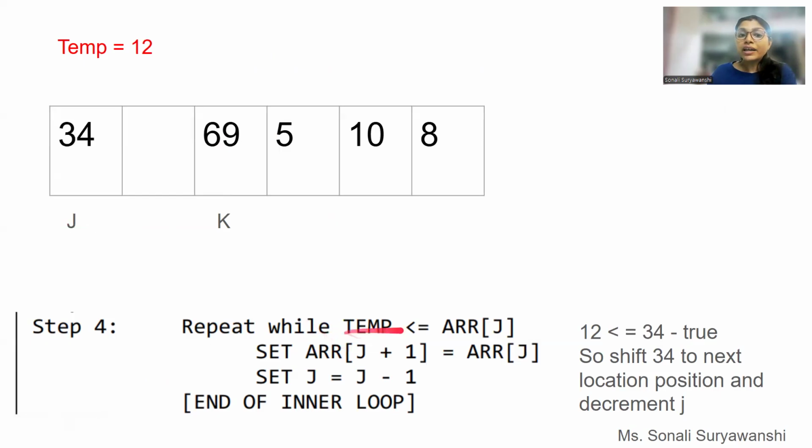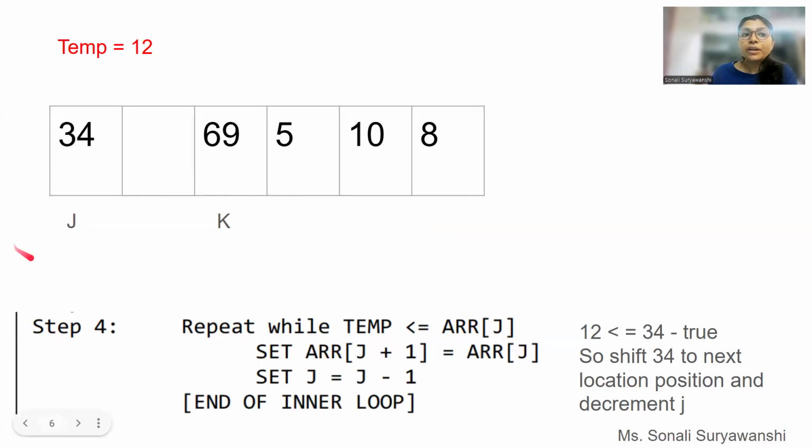So here again check if your temporary value is lesser than array of j. What is the temporary value? We were checking with 12. So is 12 lesser than or equal to array of j, which is 34? Yes, again the condition is true, because I can clearly see 34 is greater than 12. So 34 should come here and 12 should come. So we need to again shift this number to j plus 1. So 34 will now come here and j will decrement. So j will become minus 1 now, because it is already 0. So if you are decrementing, it will become minus 1.